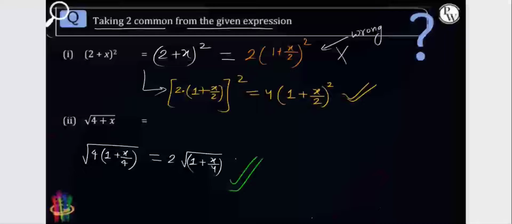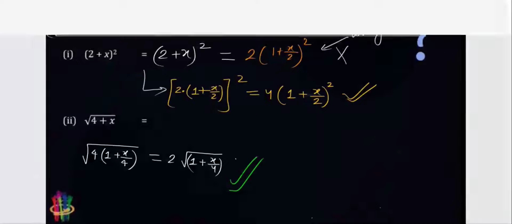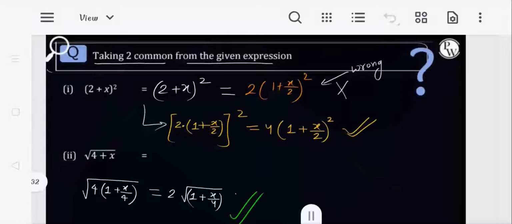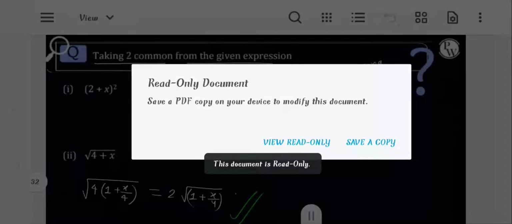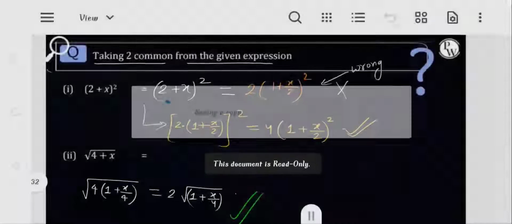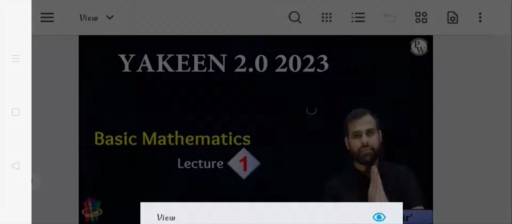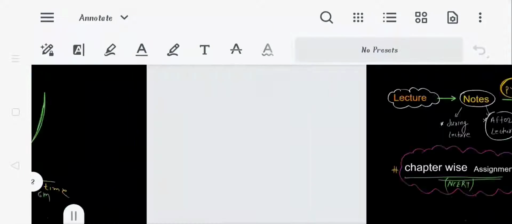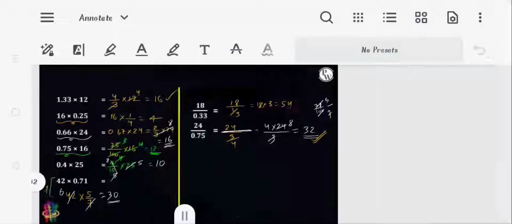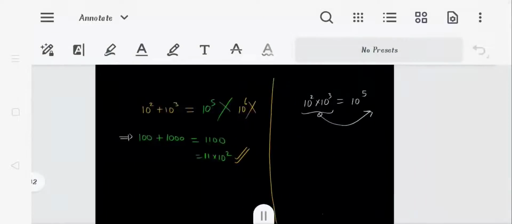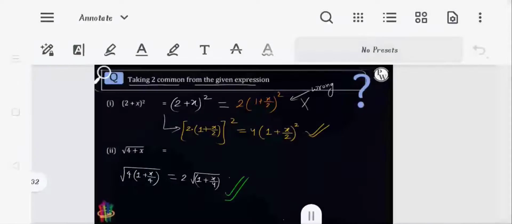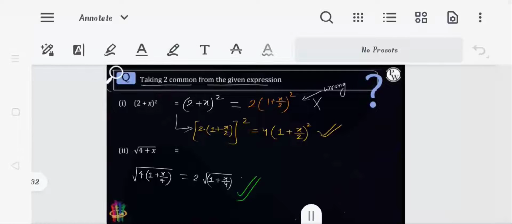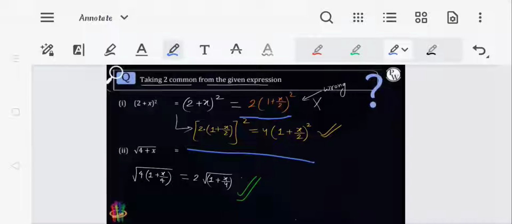This, no, you cannot write in this way. See, just a second, people. You just cannot write the things in that way. We just can't write the things in this way. This is the correct way.